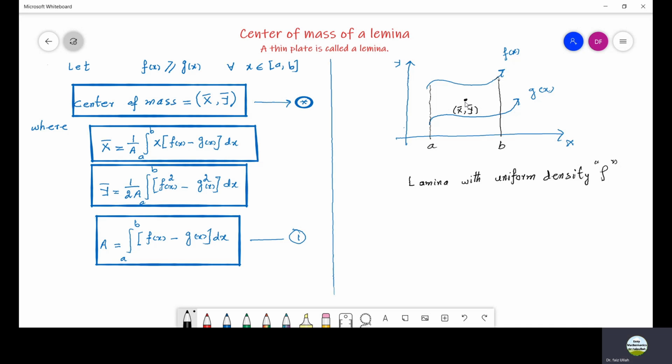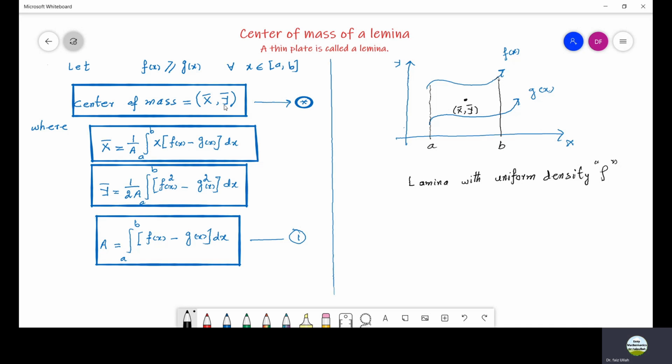To find the center of the lamina, we need the x coordinate and y coordinate, x bar and y bar. So the center of mass is equal to x bar comma y bar. Now how to find x bar? X bar can be obtained by this formula. Here A is the area between the two curves, and y bar can be obtained by this formula. Again, here A is the area between the two curves. So the area formula is the integration from a to b of f of x minus g of x dx.